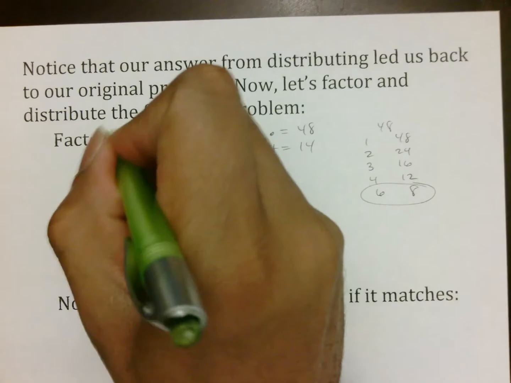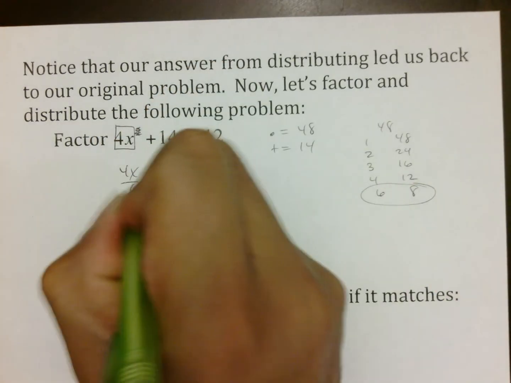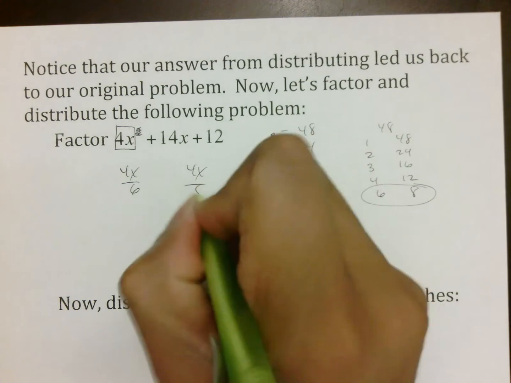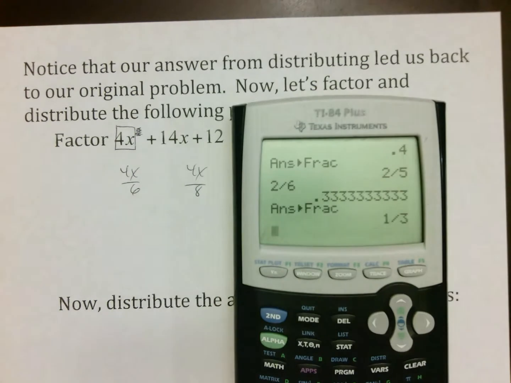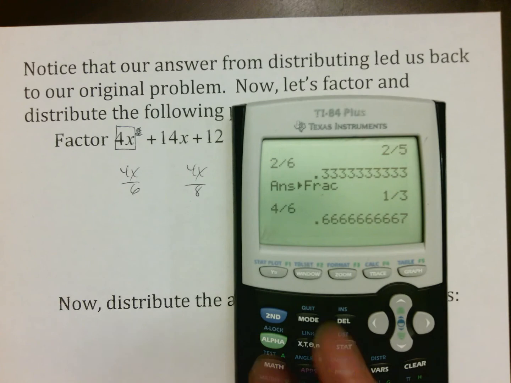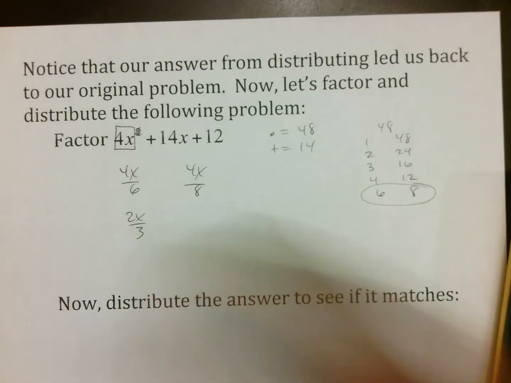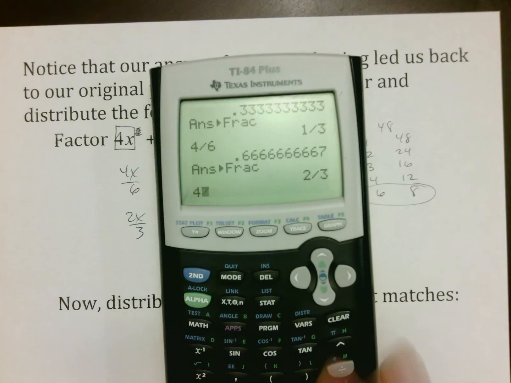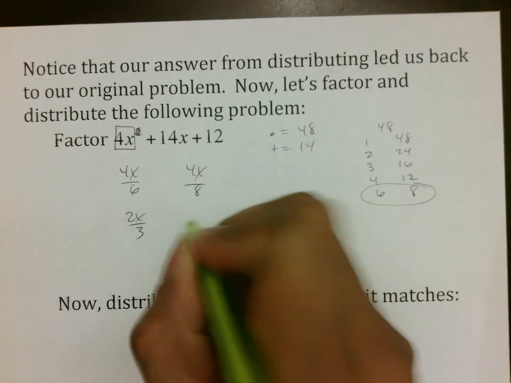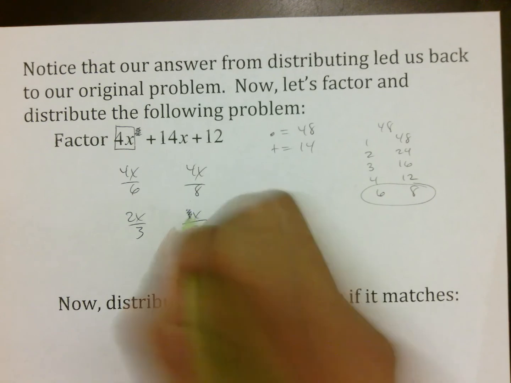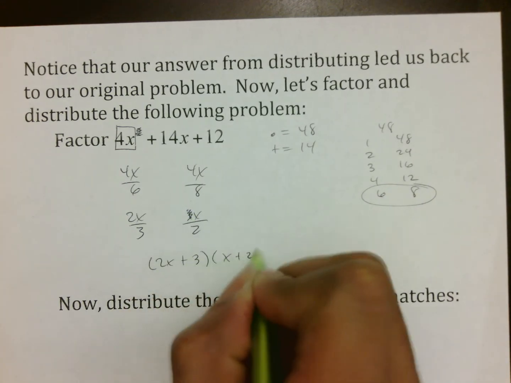Taking those numbers and coming back over here and ignoring the squared, you get 4x over 6 and 4x over 8. Reducing those fractions, 4 over 6 gives you 2/3, and 4 over 8 gives you 1/2. So again, 1x over 2, which we scribble out the 1. That ends up being 2x plus 3 and x plus 2.